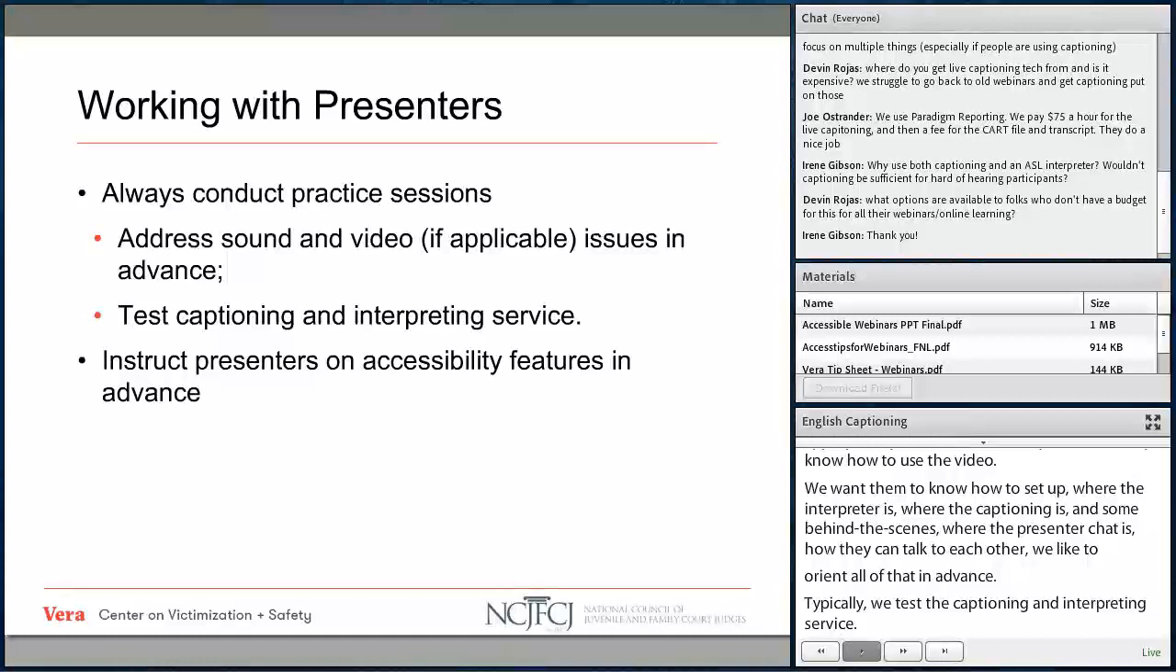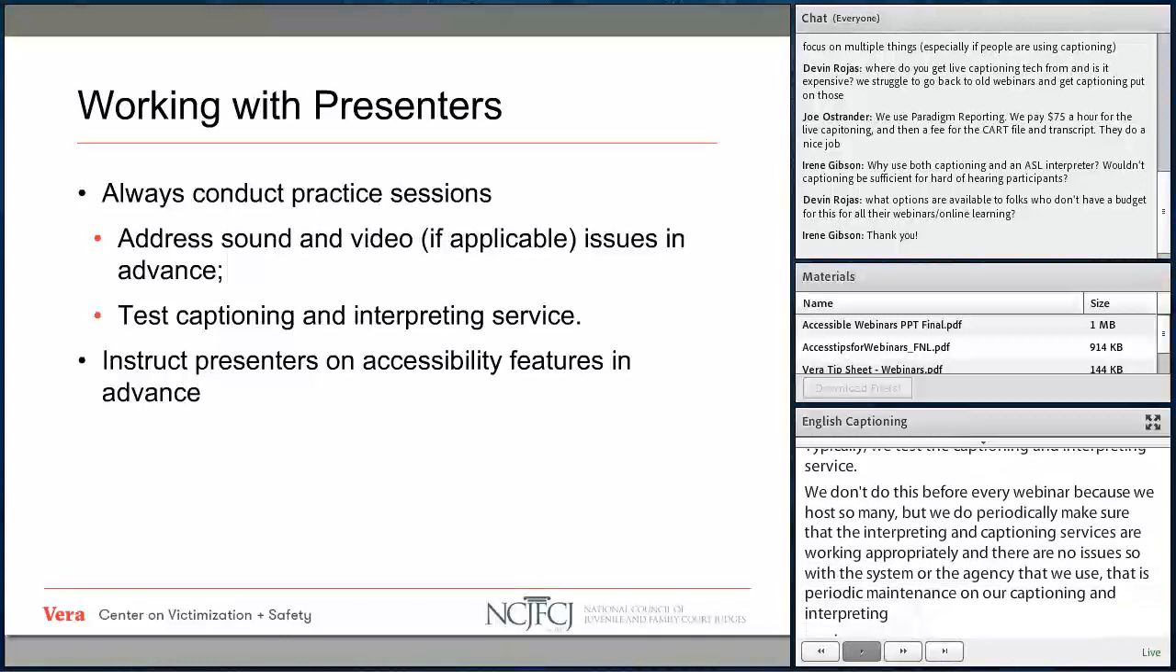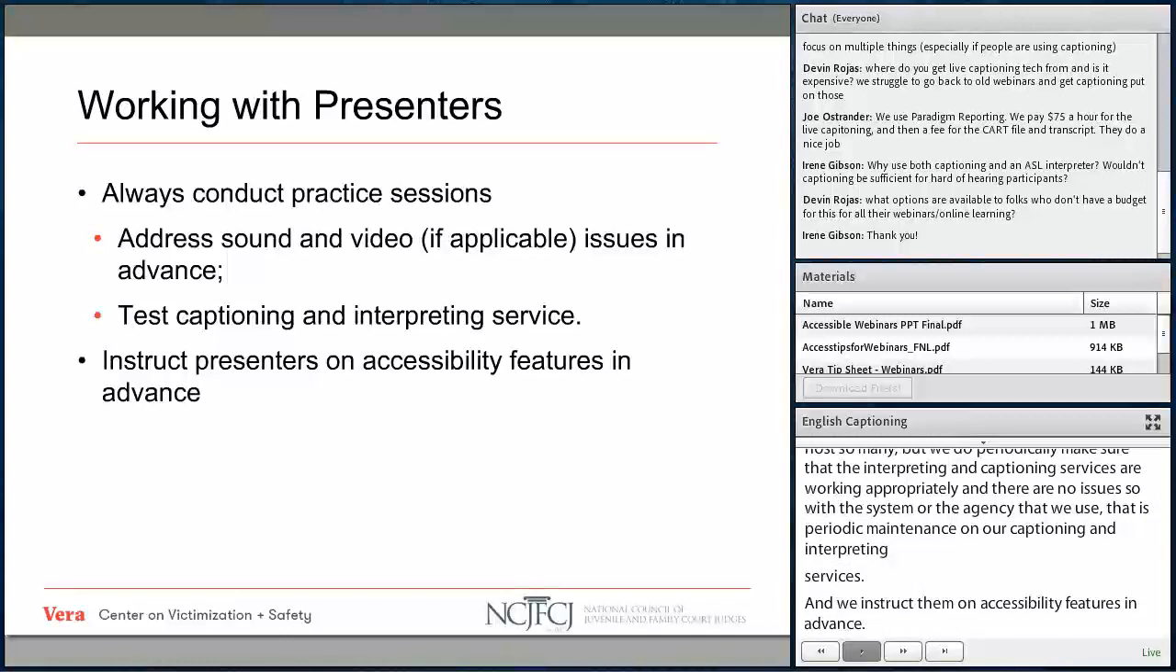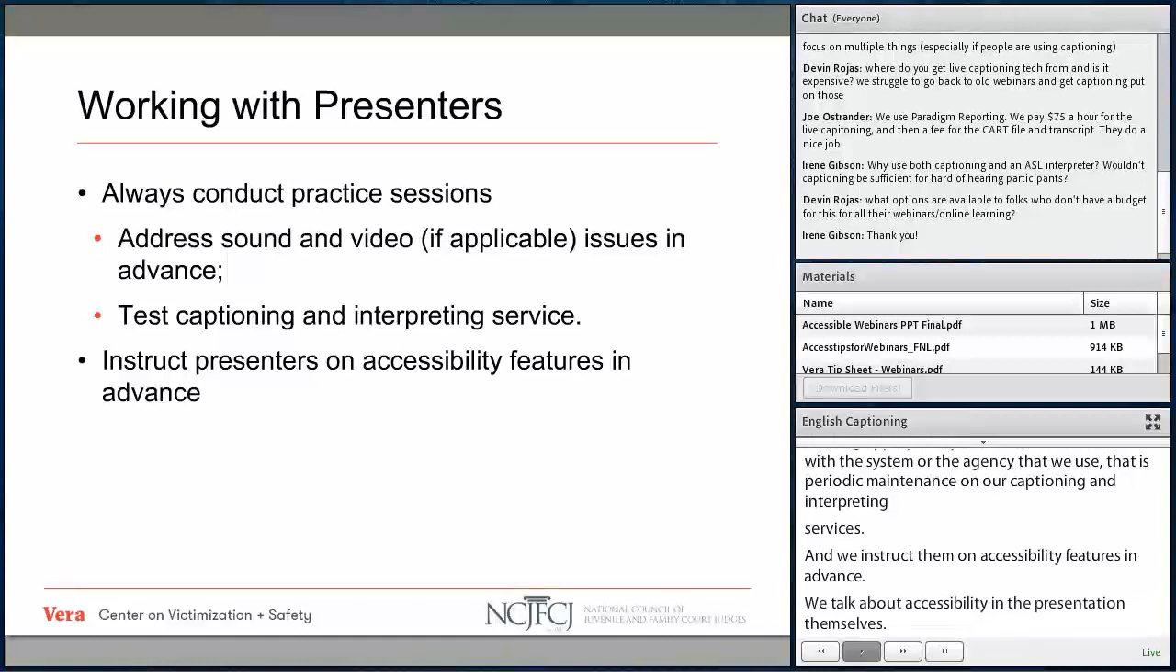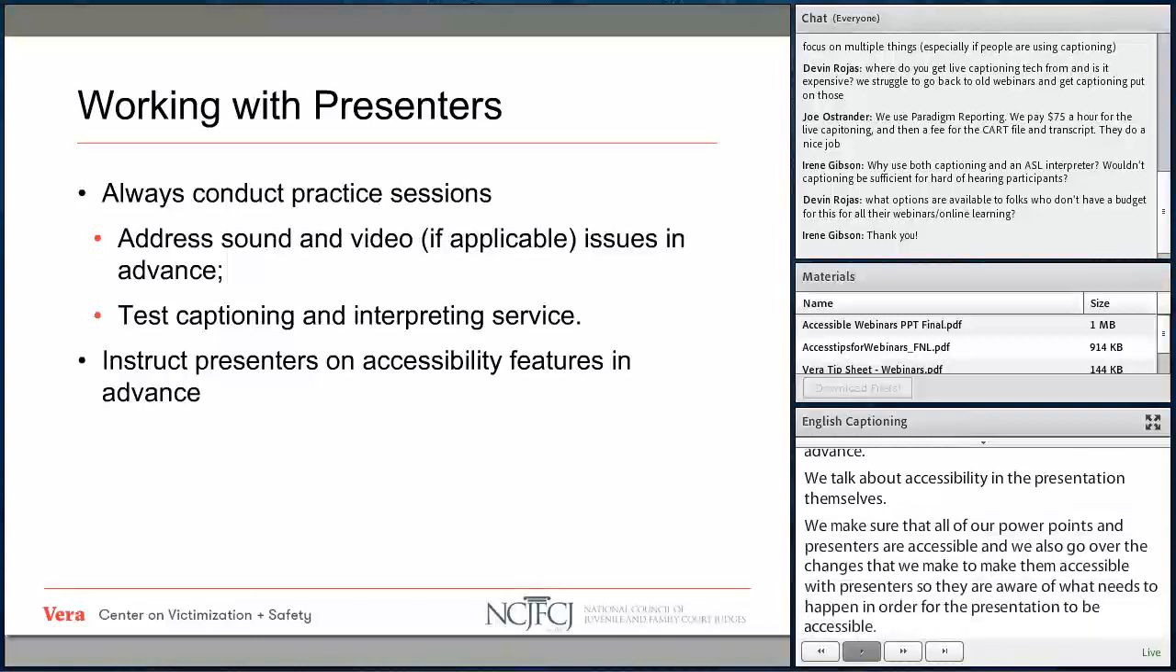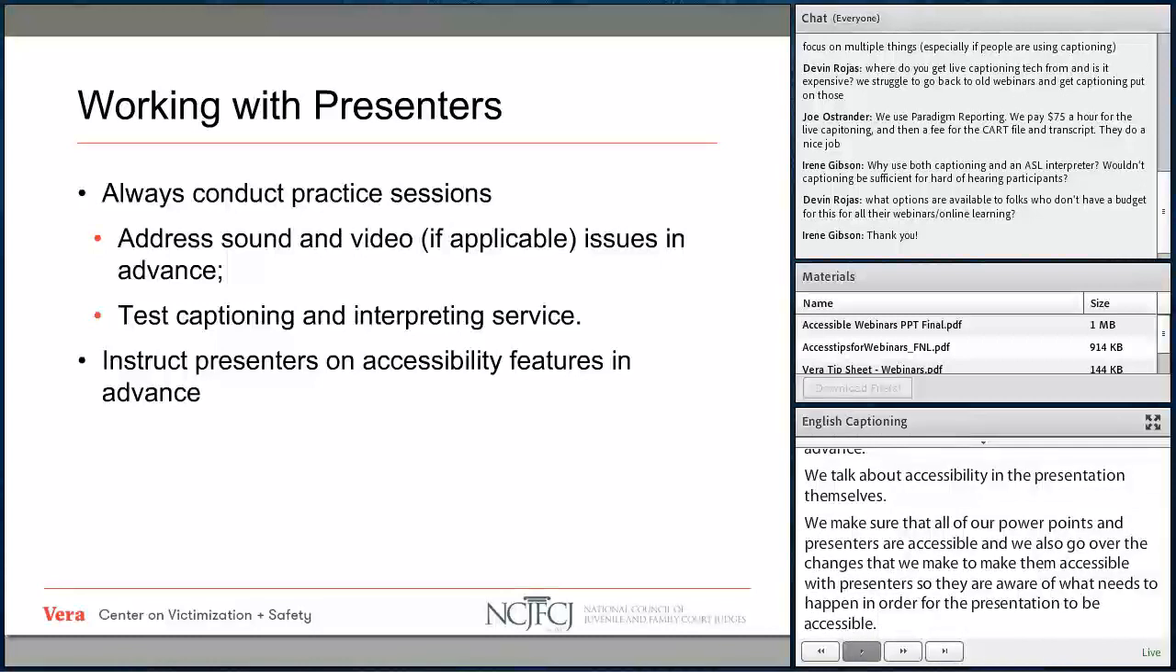And then we instruct presenters on accessibility features in advance. We also talk to them about accessibility within their presentations themselves. So we make sure that all of our PowerPoints for all of our presenters are accessible, but we also go over those changes that we make to make them accessible with presenters so that they are aware of what needs to happen in order for a presentation to be accessible. And we go over all of the implications that that might have. We let them know that we send out PDF versions of their PowerPoints in advance to those who request them.